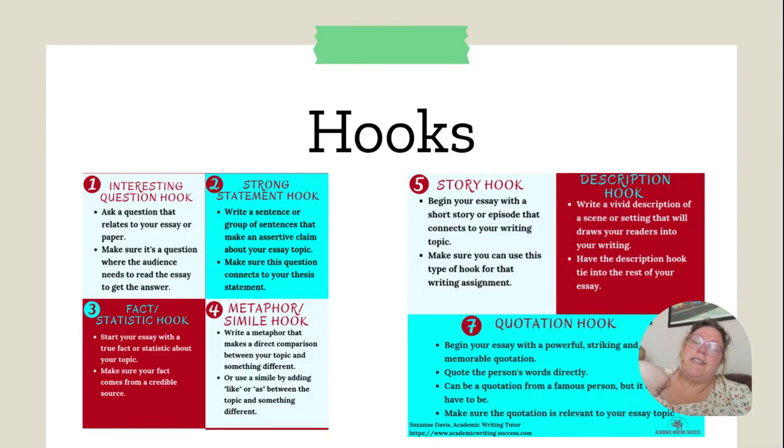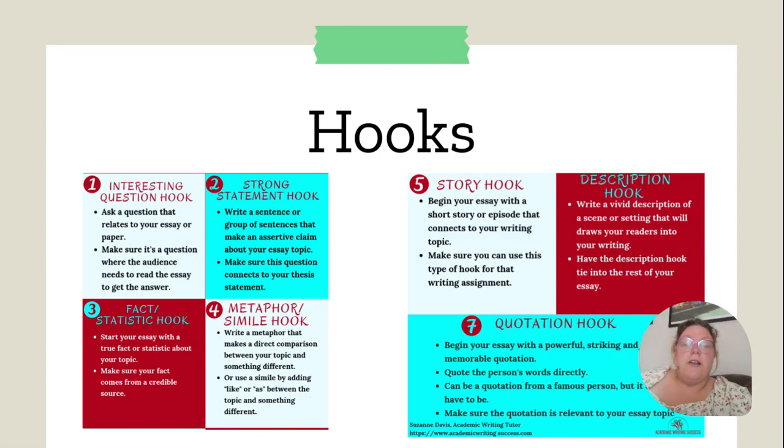It can be a strong statement as a hook. You write a sentence or a group of sentences that make an assertive claim about your essay topic, and then make sure that this connects to your thesis statement and the overall topic of your essay.